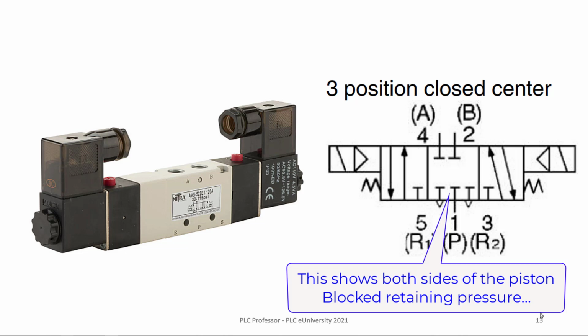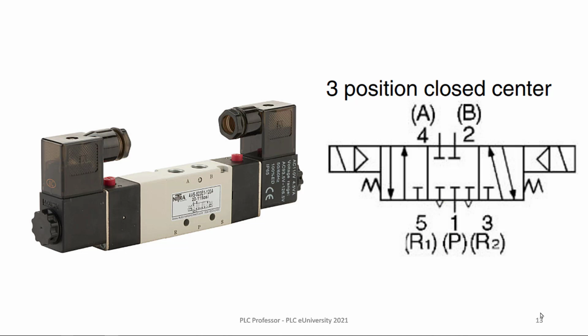And then the other end is pressure going to B, exhaust coming out of A. But in the middle, remember you got 2 springs. So when you energize one of these 2 solenoids, it's going to pull it to one of those end configurations. When you de-energize it, the spring pushes it back to the middle square where all ports are blocked. The exhaust ports are blocked, the pressure is blocked, and both A and B for the cylinder, they're blocked.